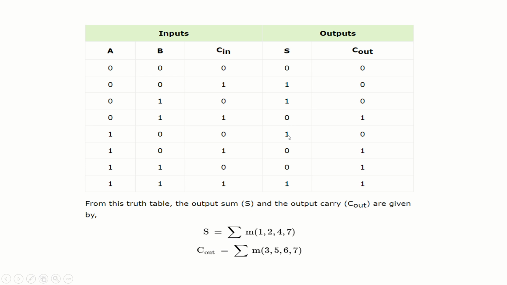Next, here we have one more 1. The binary number is 100. So 100 represents which decimal number? 4. Here also we have a high output. The equivalent binary number of that output is 111 and the decimal number of 111 is 7. So we have included 7 over here. Similarly, find out the minterms for C out, which is summation m 3, 5, 6 and 7.